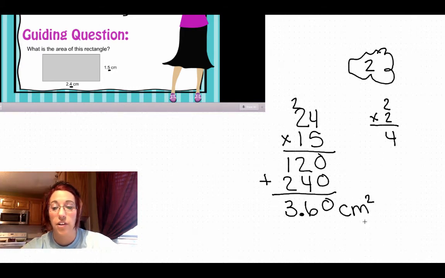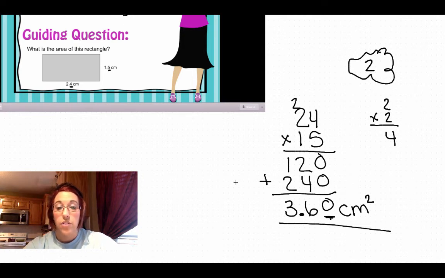We need our label squared because we've calculated the area. That is the whole gray rectangle right there, all of the insides of it. But as I look at this number, I see that we have a 0 back here that does not hold value. So this means when I look at this area, I'm going to say it's 3 and 6/10 centimeters squared.